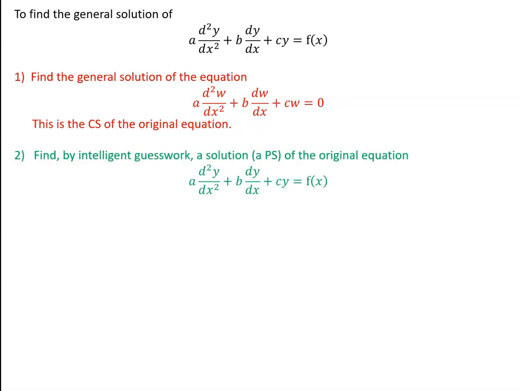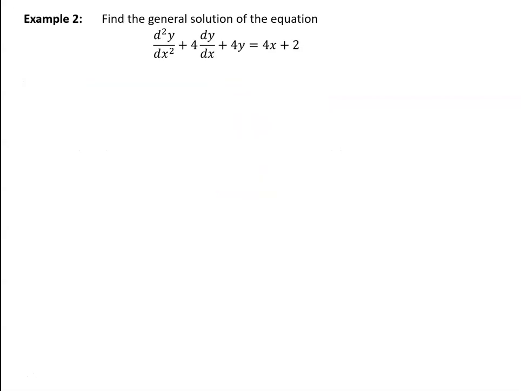Then, by intelligent guesswork, we're going to find a particular solution of the original equation. And then the general solution is simply the addition of the particular solution and the complementary solution. So let's have a go at doing this with some examples now. So we want to find the general solution of the equation d2y/dx squared plus 4 dy/dx plus 4y equals 4x plus 2.